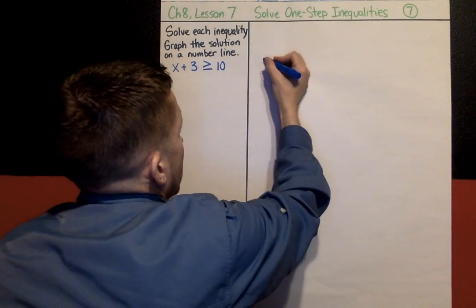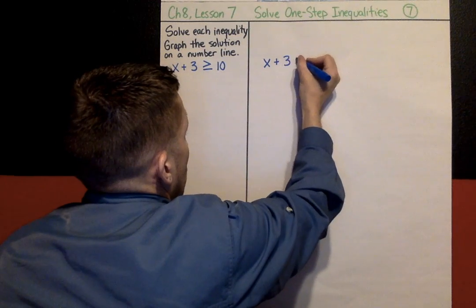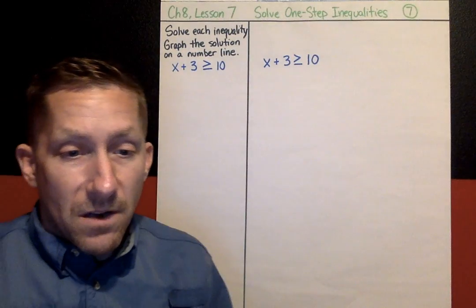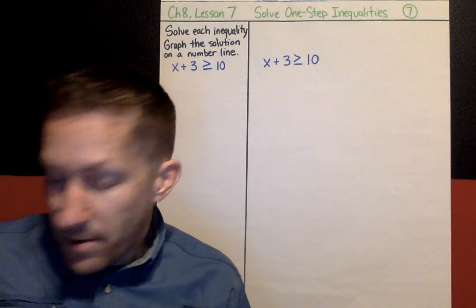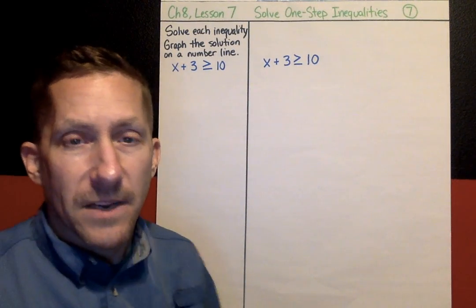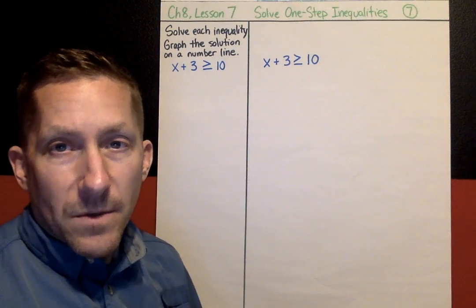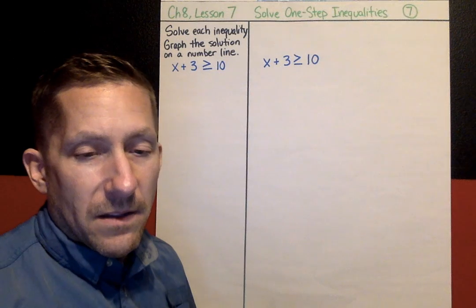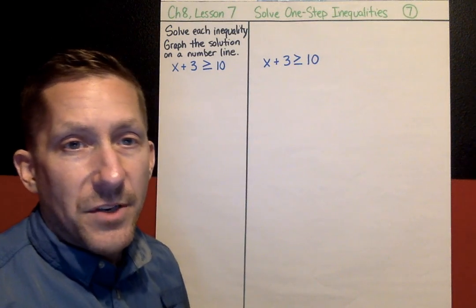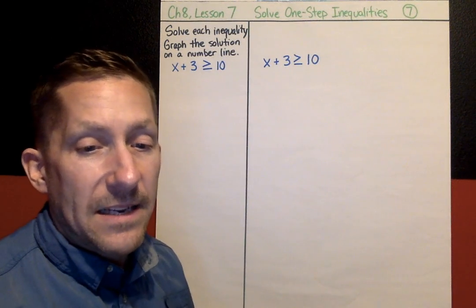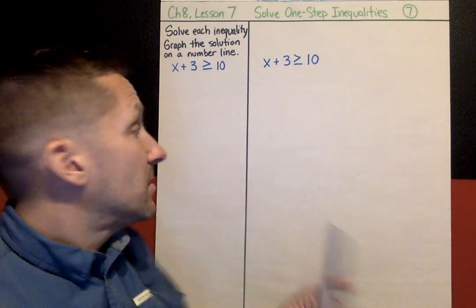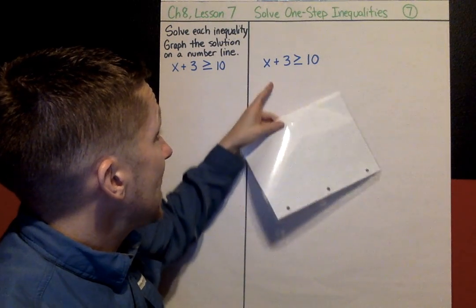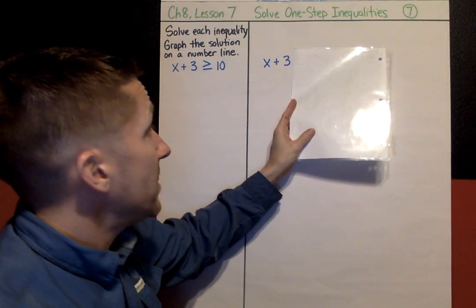So I'm going to write it over here. And here's how you solve inequalities. The process looks just like what you did for solving equations. Find the variable. You undo what's happening to the variable, but you have to do the undoing operation to both sides of the inequality so that it doesn't change. So the first step is find your variable. Look at the variable side. x plus 3 is my variable side.